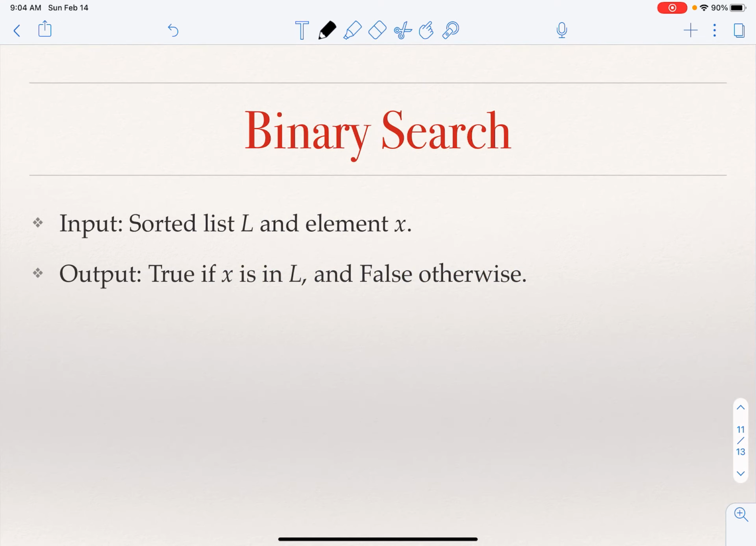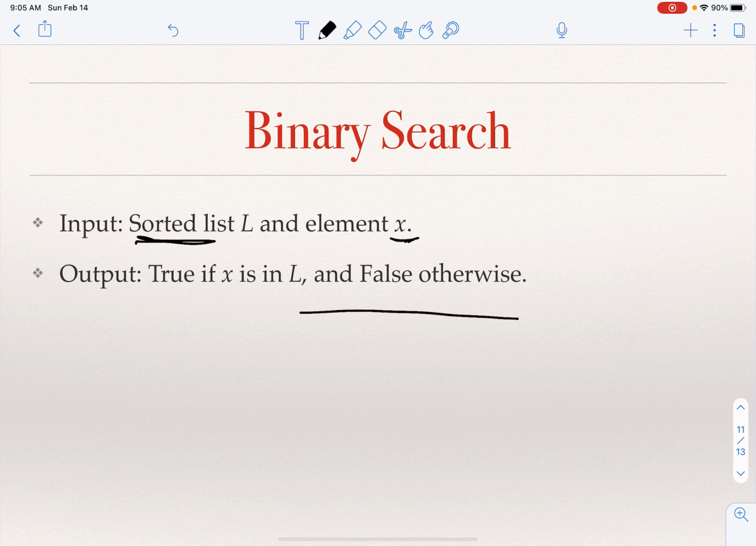The second example I want to talk about is binary search. In binary search, you have a sorted list of n elements, and someone gives you an element x and asks, is x in that array? The key issue here is that L is sorted, and someone is asking if x is there. You return true if it is there, false otherwise.